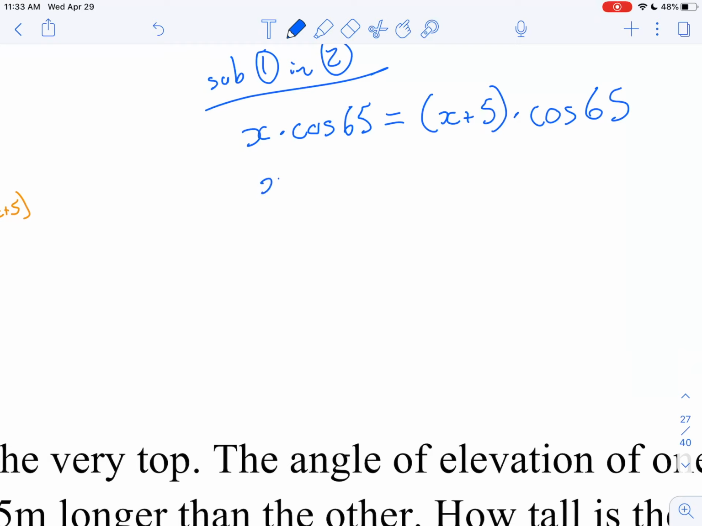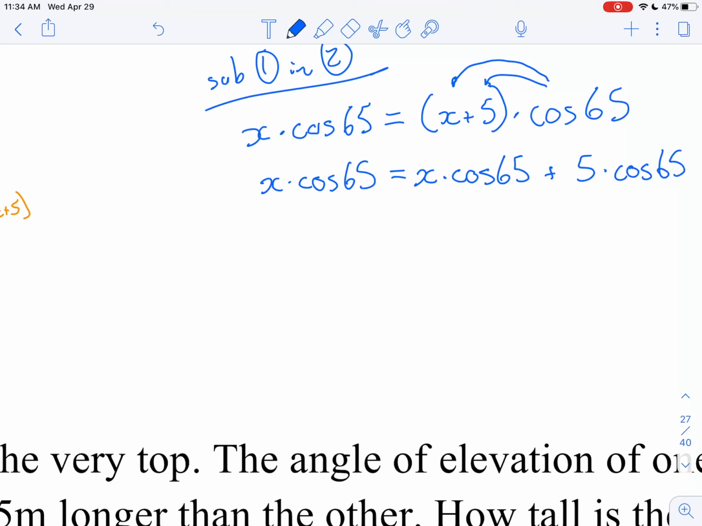So x times cos 65, make no mistake, cos 65 is just a decimal. Like this is the exact same thing as saying 0.6 or 4266x. I just don't want to write out that decimal and round it. So I'm going to expand this. If you're an arrows man, draw on your arrows. And I'm going to keep it exact the whole way. Cos 65 plus 5 times cos 65. And I want to solve for x.